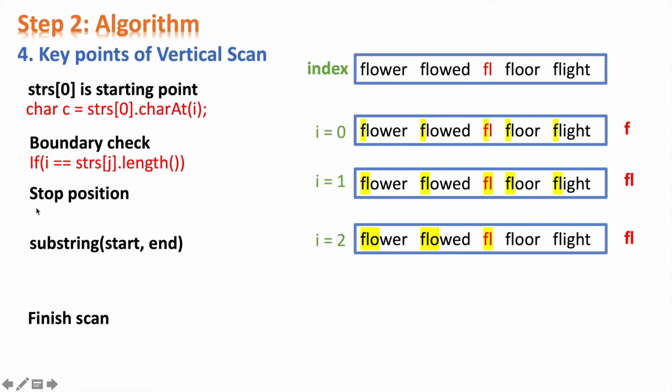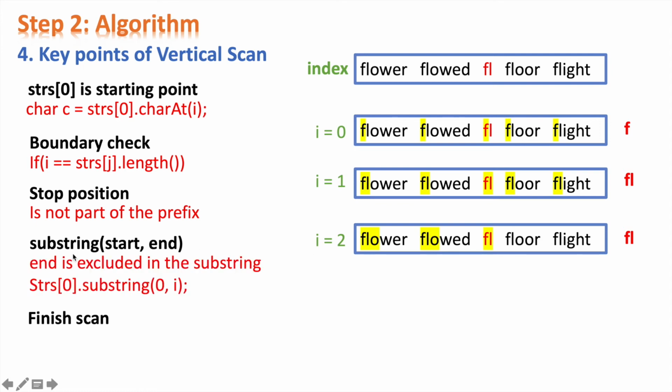The third point to note is stop position is not part of the prefix. For example, here when I is 2, we stop the iteration because we found a character that is not part of the prefix. Then it comes to the substring function. The end index is excluded in the substring. So the final result could be represented as string 0 dot substring 0 to I, because I is not part of the prefix and I is excluded in the substring result.